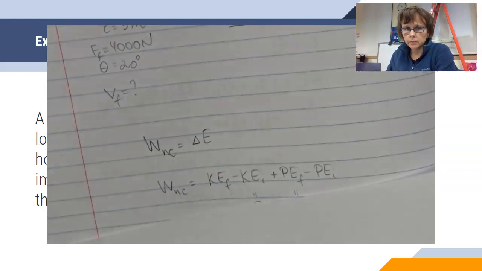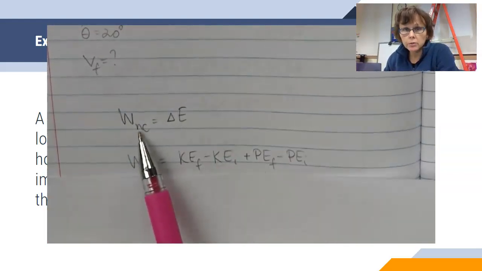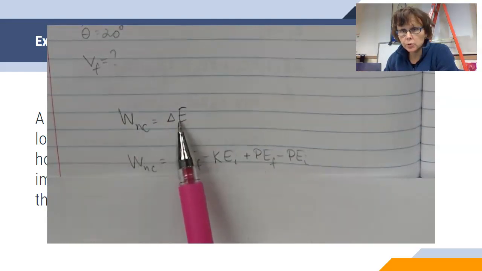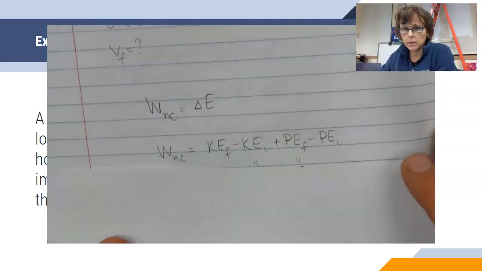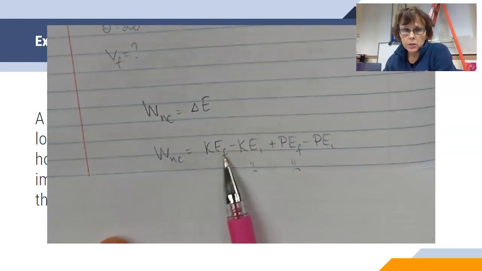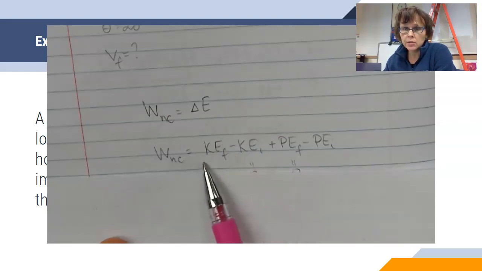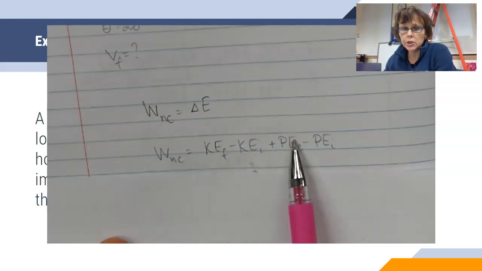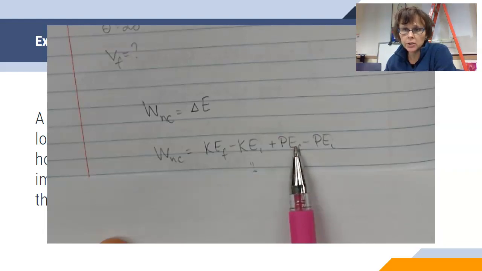Let's write our equation. Work of non-conservative forces equals change of total mechanical energy. This is an open system, right? So the work of non-conservative forces, the work of friction, is not equal to 0. The change of mechanical energy is the change of kinetic energy, final minus initial, plus the change of potential energy, final minus initial. We don't have elastic potential energy, we only have gravitational energy in this case.